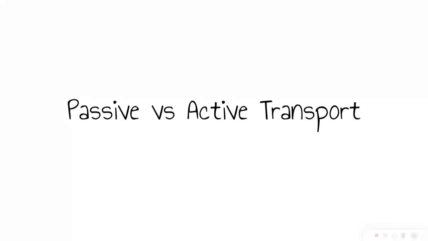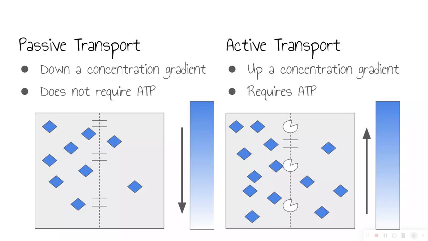Hey guys, in this video we're going to talk about passive versus active transport. So let's start by defining our terms. Passive transport is going to be the movement of particles down a concentration gradient. So if we have our concentration gradient here, we have a high concentration and a low concentration. We're going to be going down our concentration gradient towards a lower concentration.